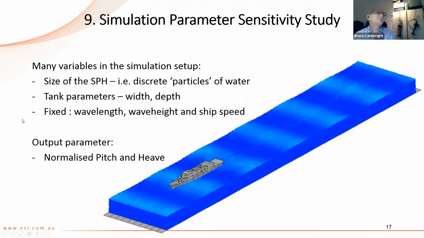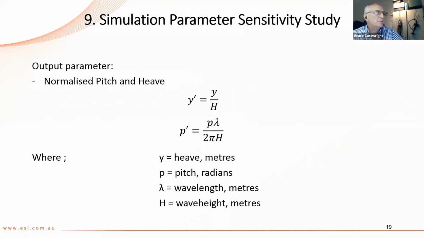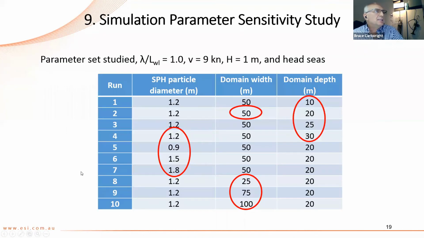There are a lot of different parameters that go into setting up these models. The size of the SPH particle is a bit like the resolution, the size of the mesh in a CFD or even a conventional FEA. Then the tank parameters, the width and the depth. And then we're going to fix some things like the wavelength, the speed, and the wave height. Then we're going to be looking to get the pitch and heave out to compare to the RAOs for this boat. So we did a sensitivity study. We looked at a bunch of these variables and then normalized the results.